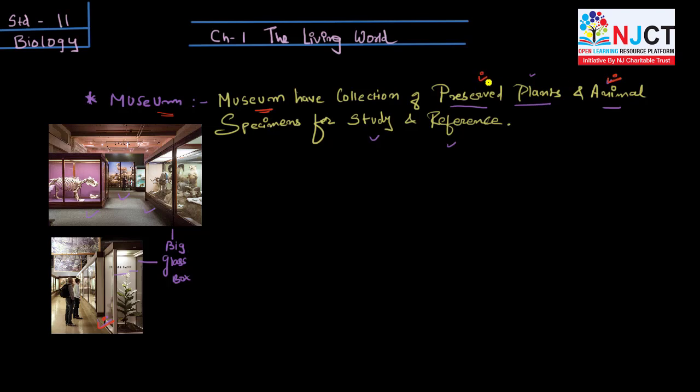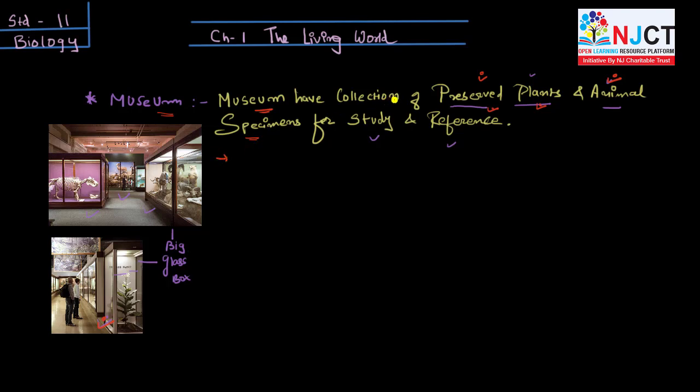They are not alive. Remember this, okay? Even the plants though, okay, but when you talk about plants, there are some preserved plants too, but here you can see sometimes they put live plants too, okay? So this is how museums work. They have these different kinds of specimens.